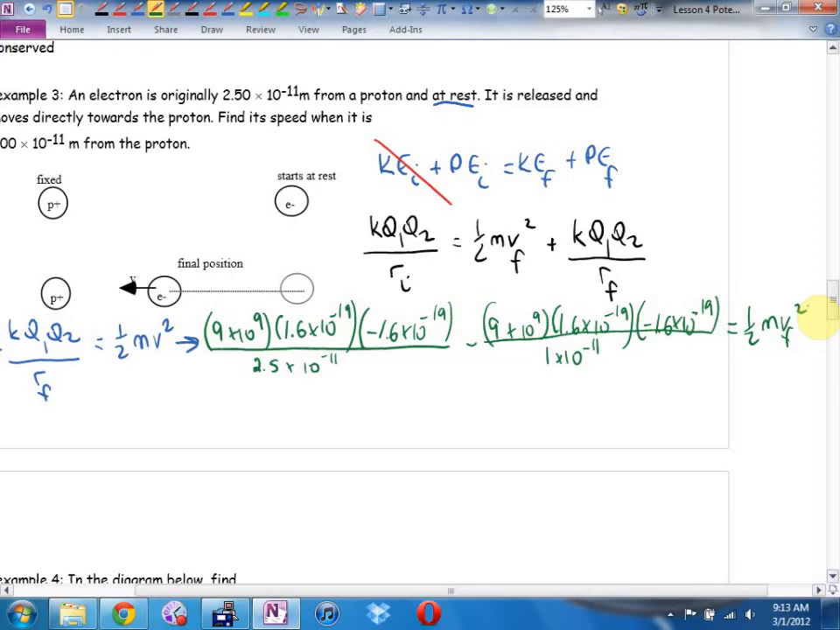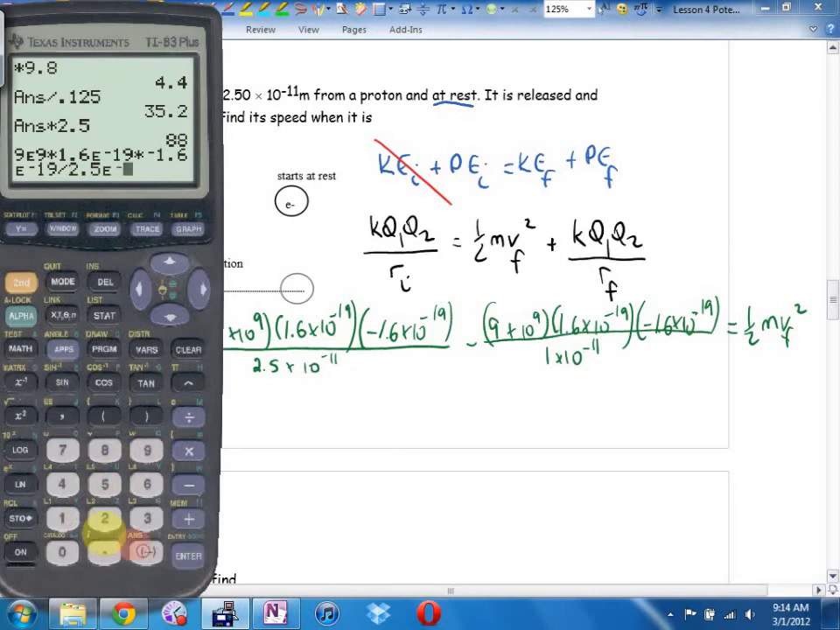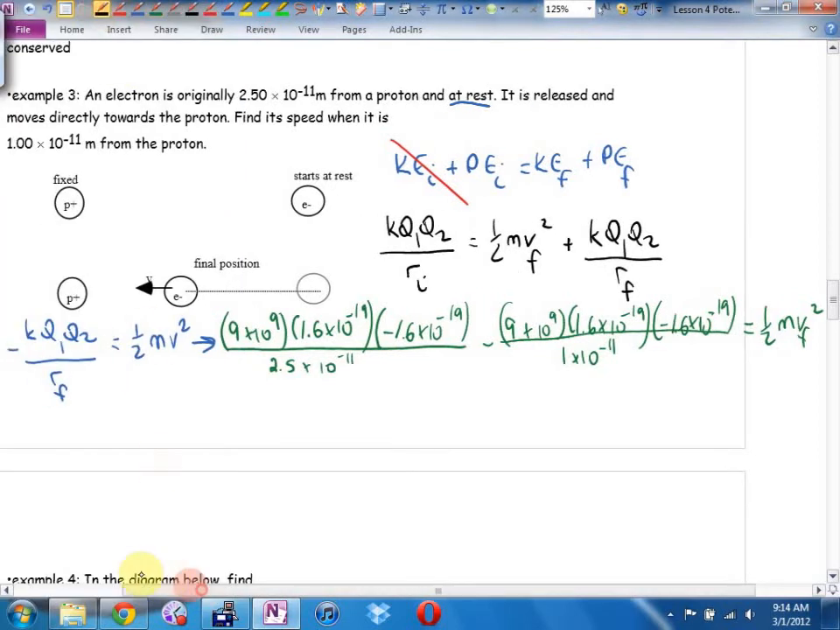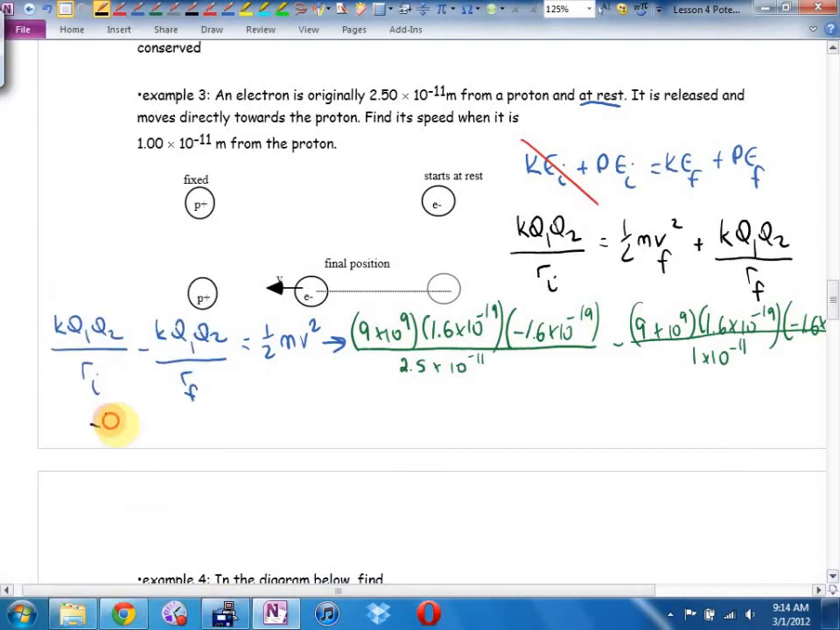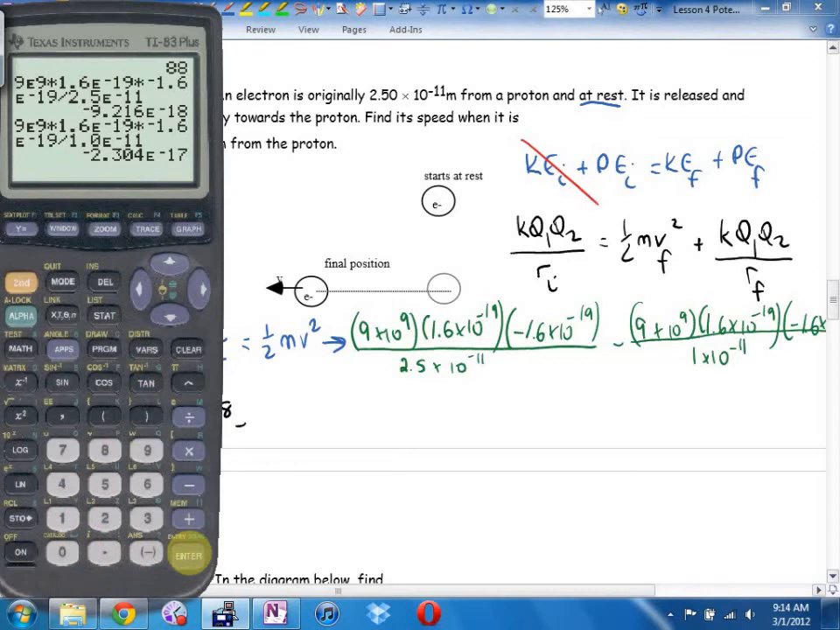All right, get your calculators out. It's going to take some number crunching here. You get for the first term negative 9.216 times 10 to the negative 18. Someone double check me. Negative 9.216 times 10 to the negative 18 minus. And then for the second term, all I need to change is my radius, 1.0. For the second term, you get negative 2.304 times 10 to the negative 17.